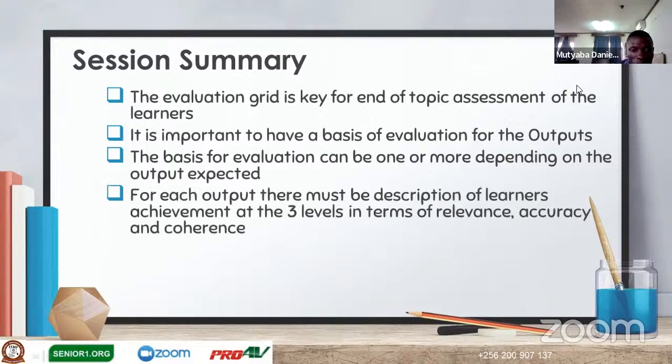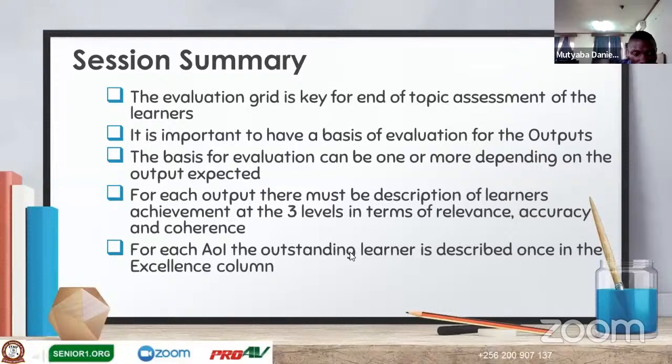Then for each output, there must be a descriptor. Please take note of this. There must be a descriptor for each output of learners' achievement at the 3 levels in terms of relevance, accuracy, and coherence. Then for each activity of integration, the outstanding learner is described once in the excellency column. Mr. Mukare talked about it. I also hinted on it.